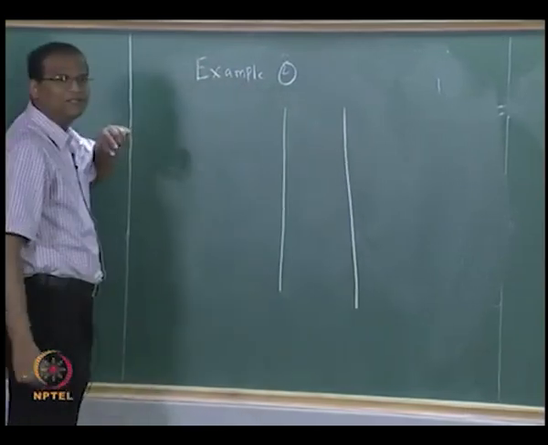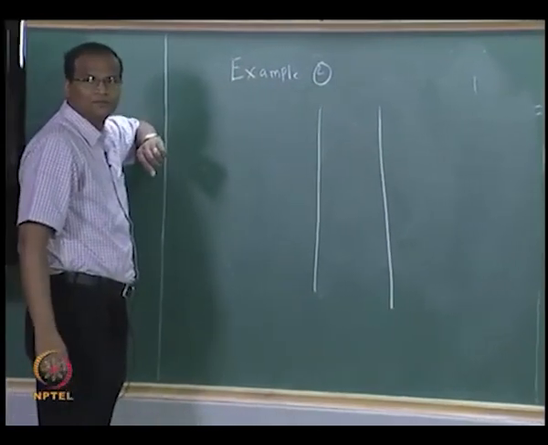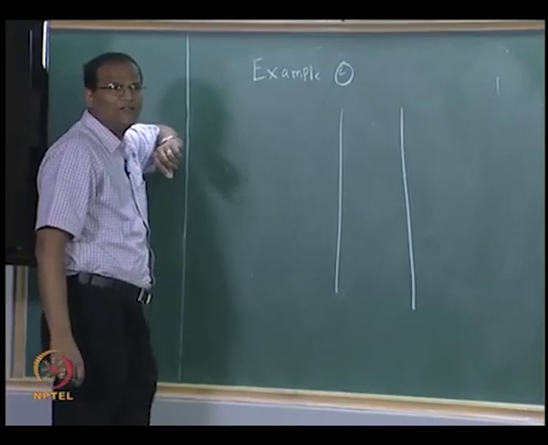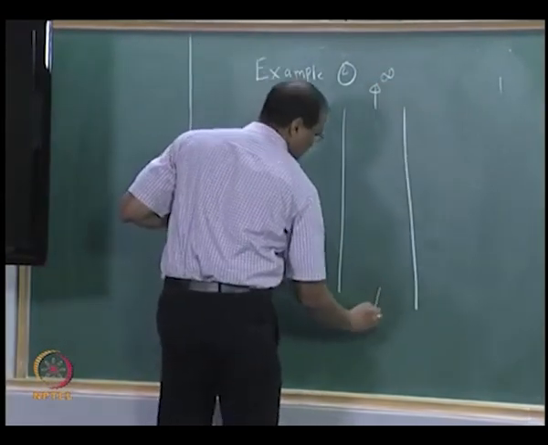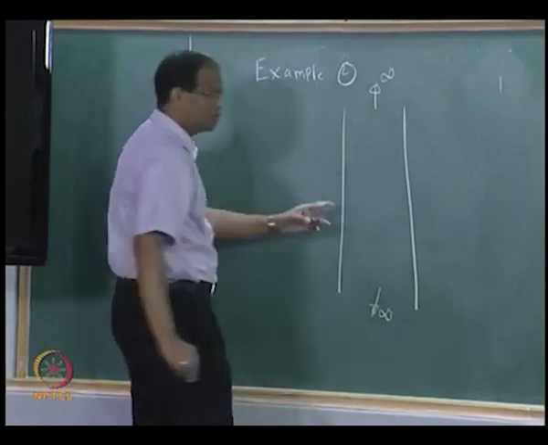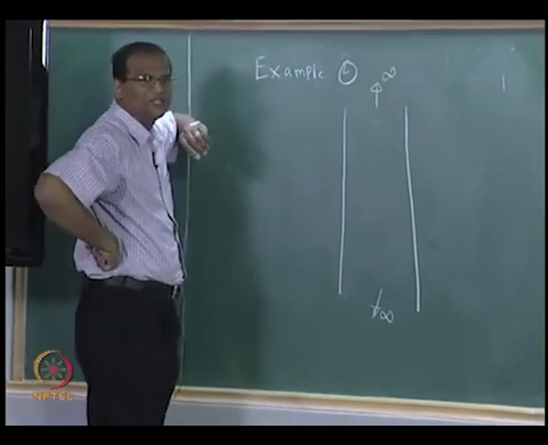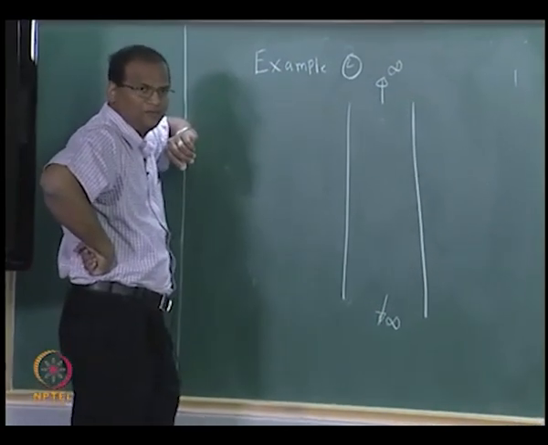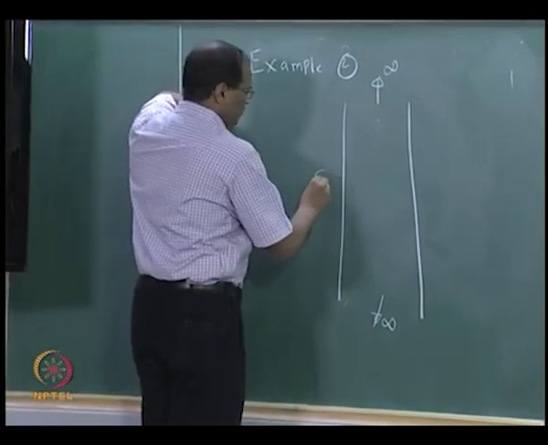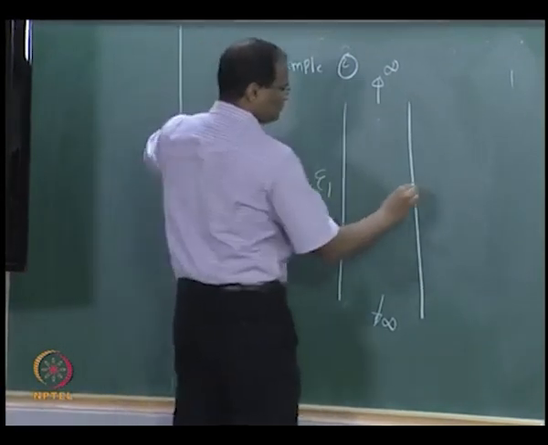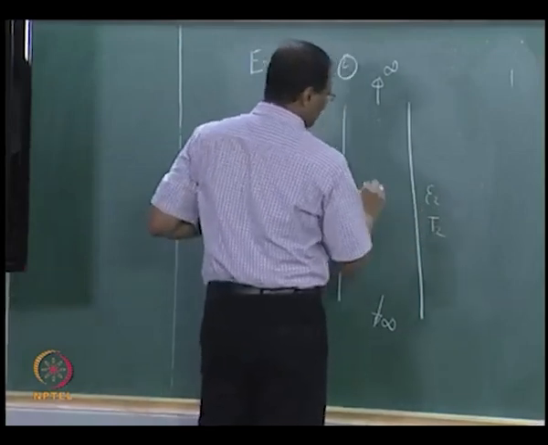Consider two parallel plates. They are infinitely deep in the direction of the board, and also infinite in extent in the direction perpendicular to the plane of the board. Now, epsilon 1, T1; epsilon 2, T2; and in between, this is vacuum.